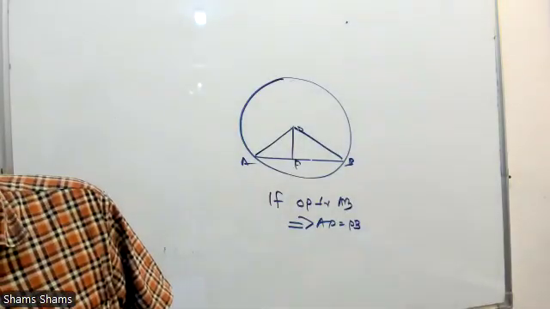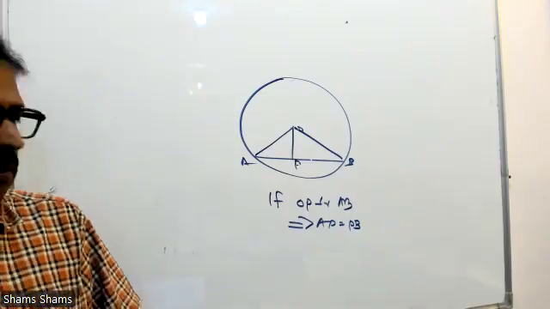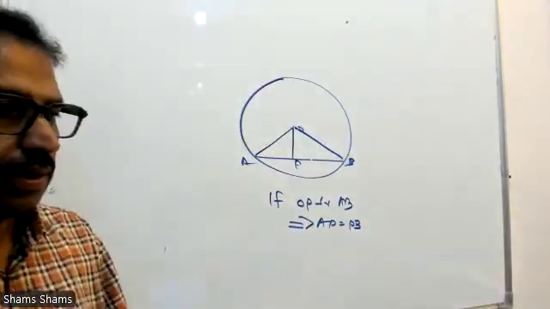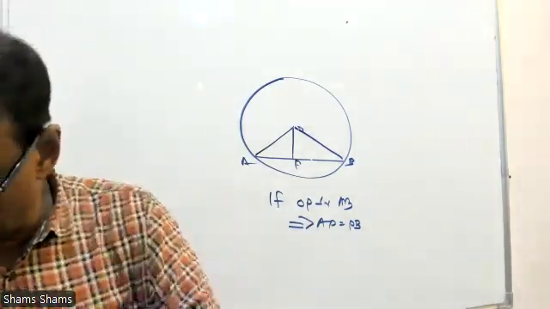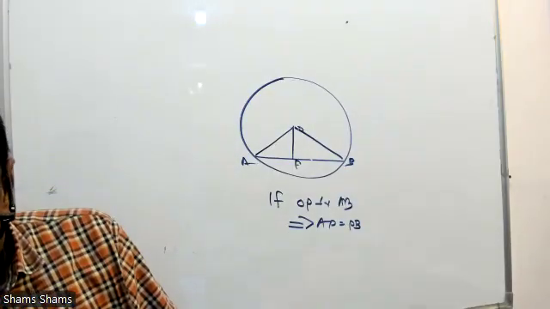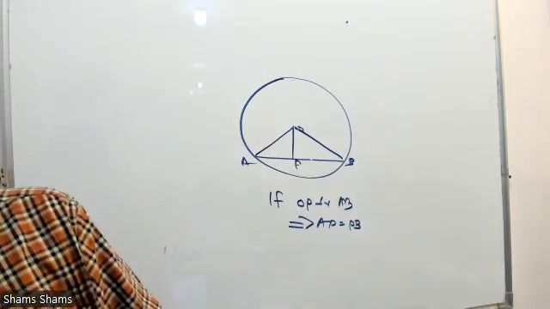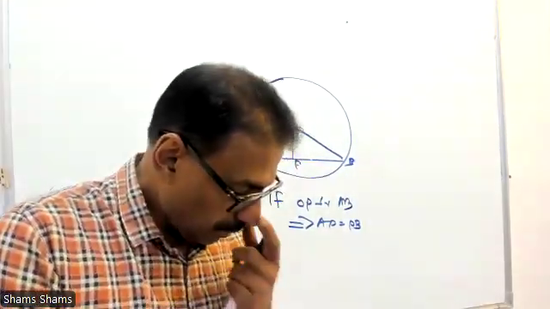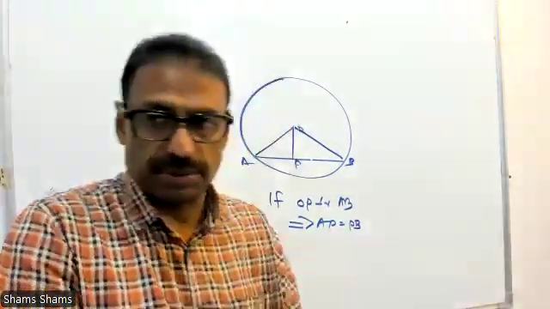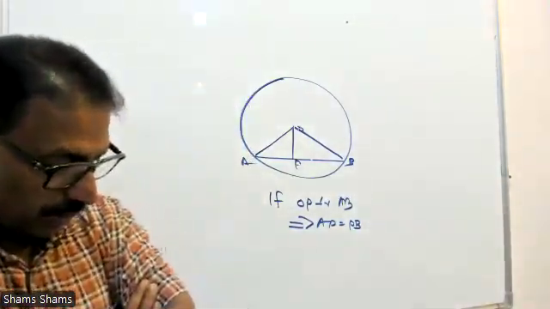The perpendicular from the center of a circle to a chord bisects the chord.